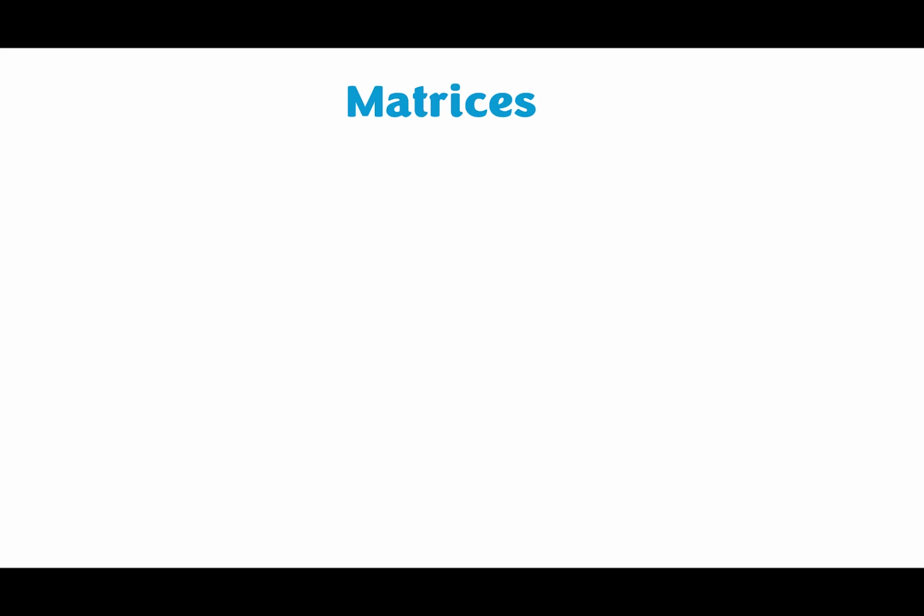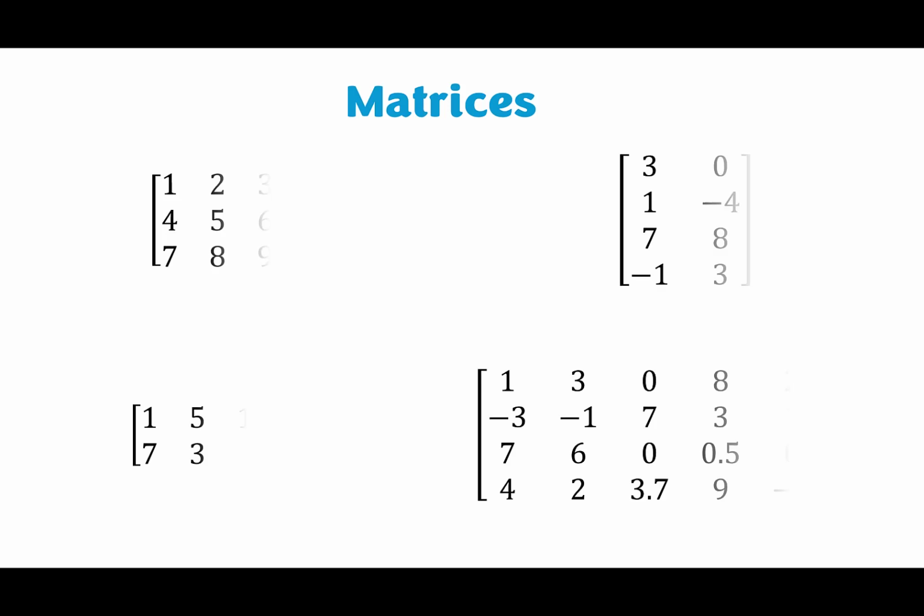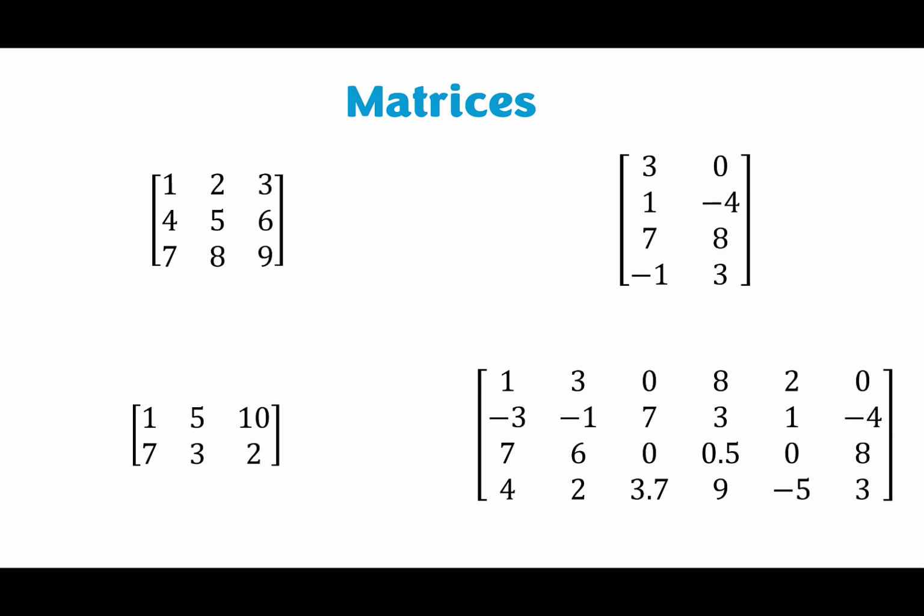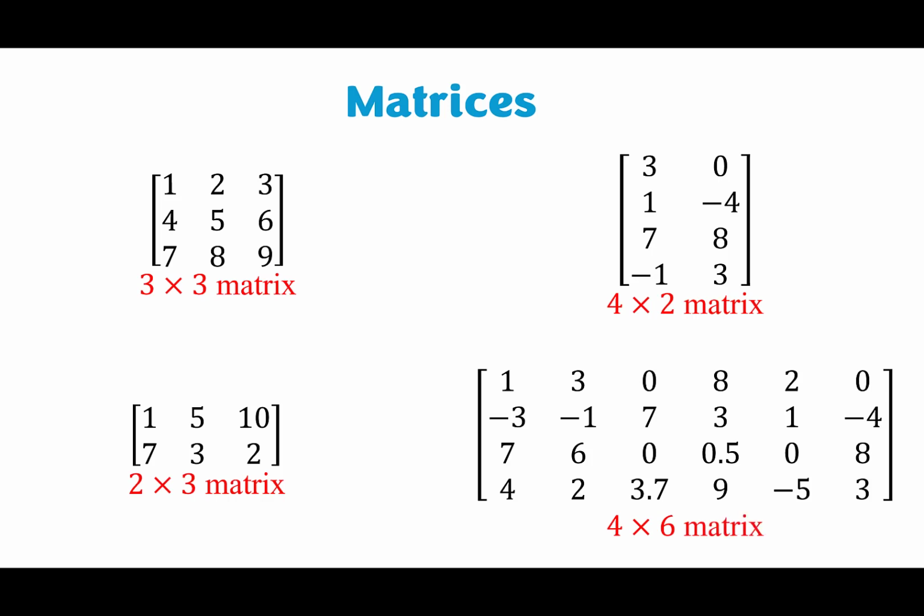In studying linear algebra, we'll be working with matrices a lot. What's a matrix? Well, here's 4 different examples. That top left matrix has 3 rows and 3 columns, so we say it's a 3 by 3 matrix. That's its size. The next one has 4 rows and 2 columns, so it's a 4 by 2 matrix. This one's a 2 by 3 matrix. And the last one is a 4 by 6 matrix.